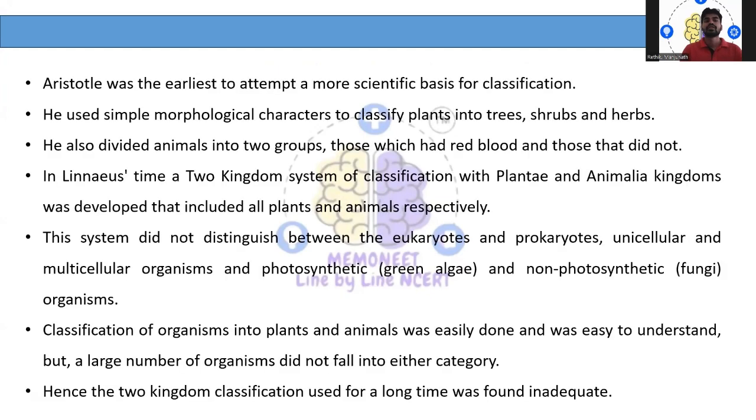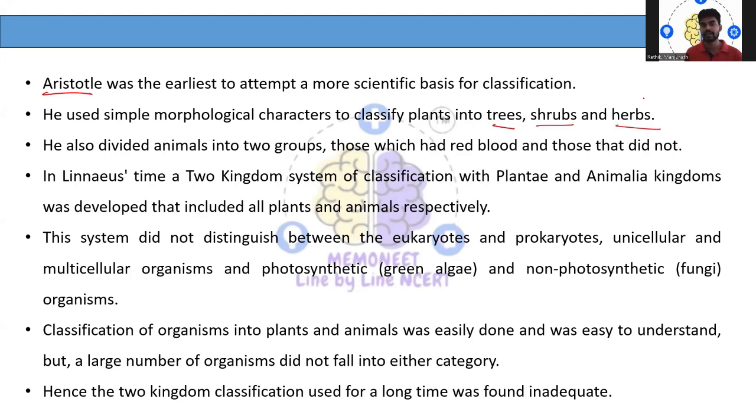So the very first attempt at classification was actually done by Aristotle. He attempted it on a very scientific basis. He used simple morphological characters to classify living organisms, like plants and animals. He classified the plants based on their morphological appearance, like trees, shrubs, as well as herbs.